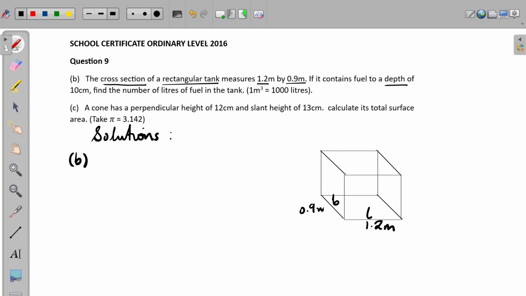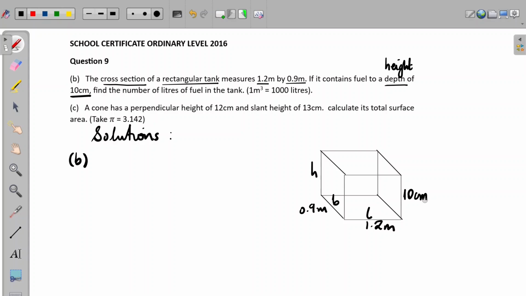So this is where the trick part of the question was. They had to put 0.9 meters, then they had to put 1.2 meters, then they had to put 10 centimeters. So if units are not matching, you have to convert them so that they match. So convert this one by dividing it by 100 so that it becomes 0.1 meters, so that you have meters throughout.